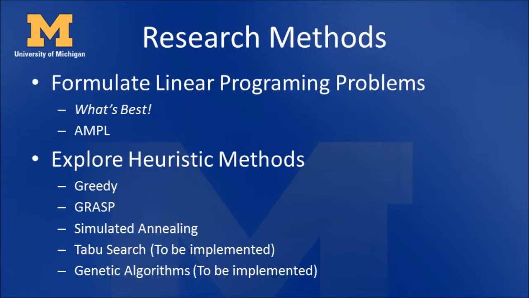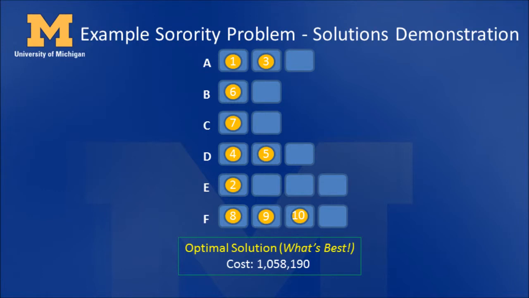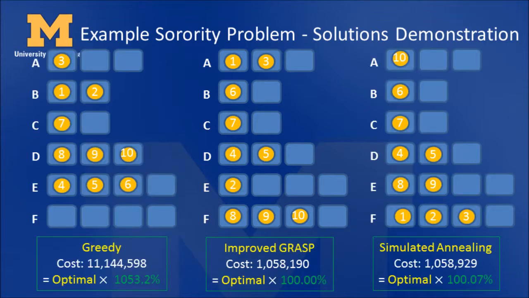Let's go back to the example problem mentioned before, and here is the solution using the What's Best linear program solver. The optimal cost is about 1 million, and the best assignment is that student 1 3 to room A, student 6 to room B, 7 to room C, and so on. As a comparison, here are the solutions obtained from our own heuristic solvers. The greedy method gives a cost about 10 times larger than the optimal, but the improved GRASP and simulated annealing can give results that are very close to the optimal one.